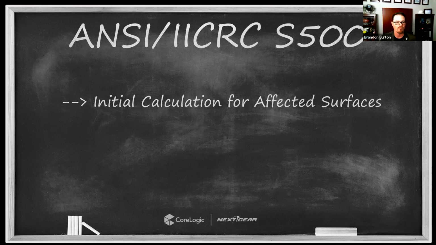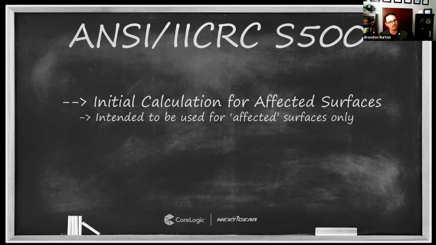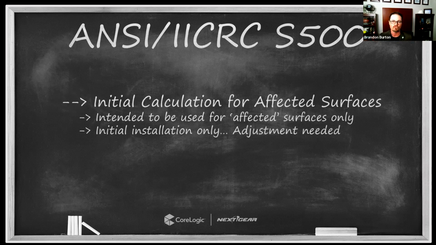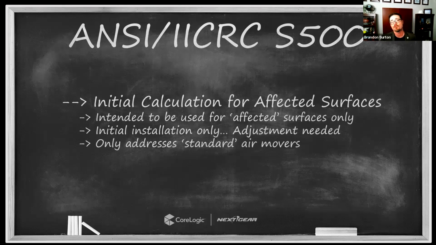So I'm going to summarize all that and say, again, this is for initial calculation only. It's intended for just the affected surfaces. It's intended to be an initial calculation. We should be adjusting as the job progresses. And it only addresses the standard air movers. This is the air movement required for those visible spaces that we're seeing within the affected area. It does not deal with the interstitial cavities and interstitial pockets that also need to be dried.